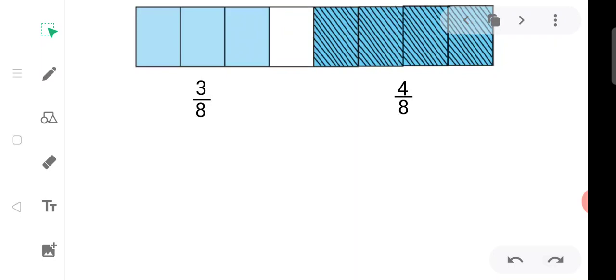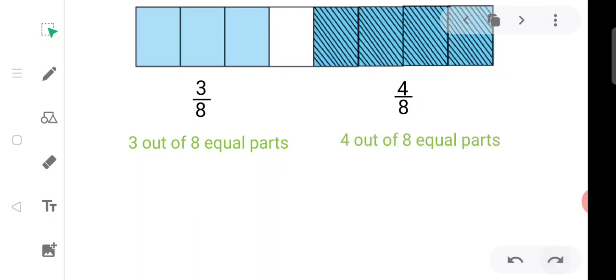See, 3 upon 8 means 3 out of 8 equal parts and 4 upon 8 means 4 out of 8 equal parts. So as you can clearly see, this region is greater than this region. So we can say that the fraction 3 upon 8 is smaller than 4 upon 8. This is written as 3 upon 8 is less than 4 upon 8.